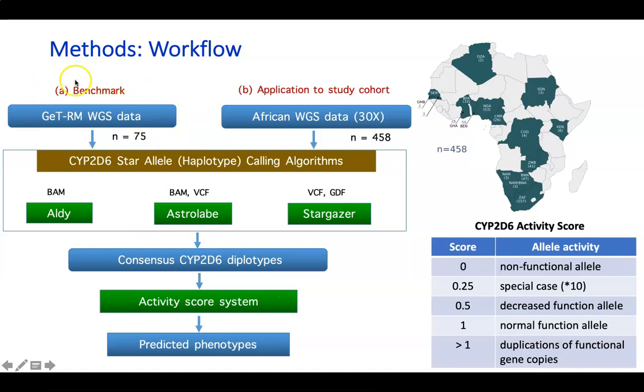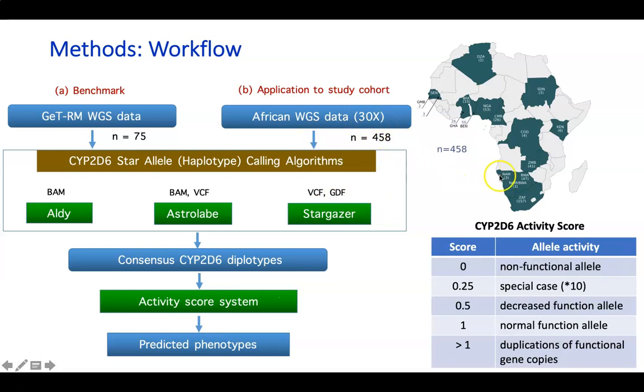The first part is a benchmarking study where we use 75 reference datasets from the Genetic Testing Reference Materials Program. And here, the tools we compared are Aldy, Astrolabe, and Stargazer. We also compared whether using an ensemble genotyping approach involving all the three tools is better than using only one tool. And afterwards, we used that consensus genotyping approach and applied it to 458 African whole genome sequence samples.